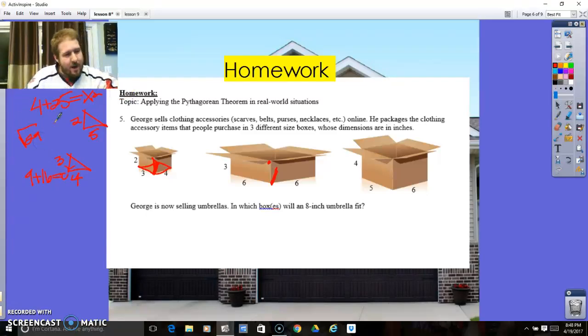Now, 29, so that's going to be 5 point something, because 6 squared is 36, 5 squared is 25. It's going to be 5 point something, so there's no way this is going to fit. It's not going to fit an 8-inch umbrella because it's only 5 point something from corner to corner.